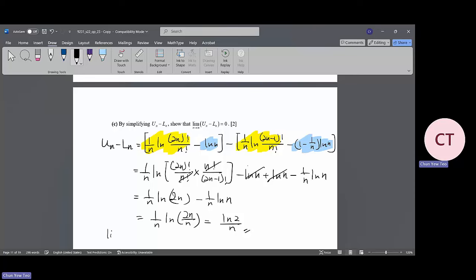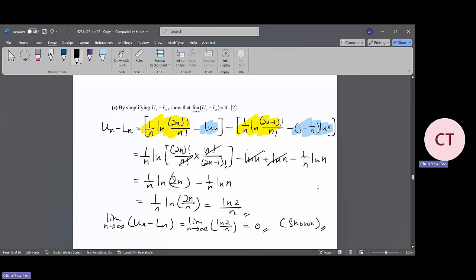Then after that, we consider the limit of n going to infinity of un minus ln. That will be the same as the limit of n going to infinity of ln 2 divided by n. That will be 0, as shown. Okay, so this will be the answer for part C. And then moving on, we have question number 6.